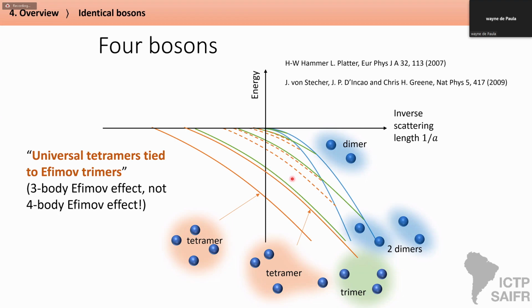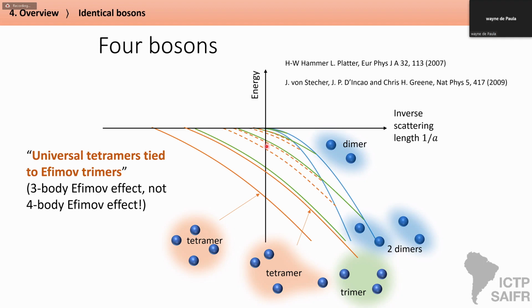We have a question of Johannes. He's asking, so 2 is a universal number? The number of tetramers. Yes. I mean, it's a universal result that there are 2 tetramers below each trimer for this bosonic system.